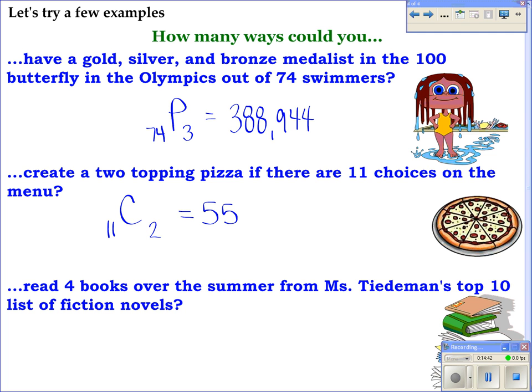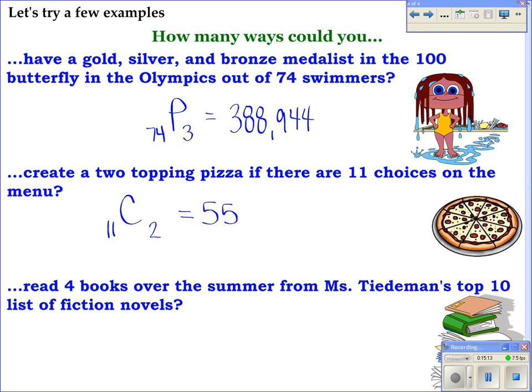We want to know, how many ways can you read 4 books over the summer from Miss Tiedemann's top 10 list of fiction novels? So again, after you read your problem, your first question to yourself is, does the order matter? And then you specifically relate it to the problem. Does the order that I read my 4 books that I pick out matter to Miss Tiedemann?